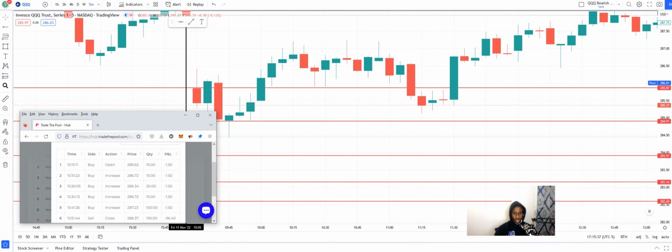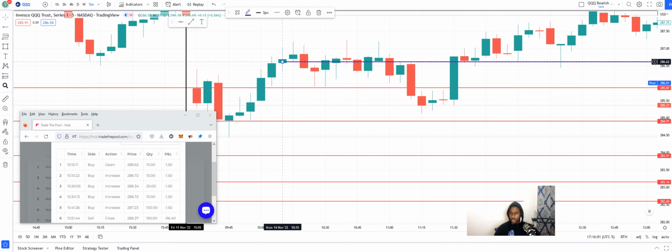Okay, this one now has a lot of buys, and that's at 1010. So you're gonna see where I entered with 10 shares, 10 shares, 20 shares, 10 shares, and then 100 shares. Okay, so at 1010, let's look for 1010. So 1010 is here, 28662. So that was my first buy trade open.